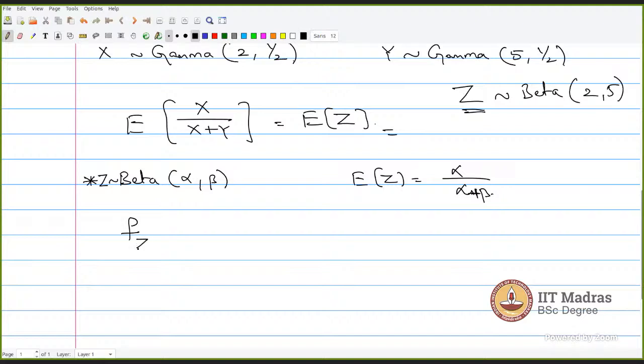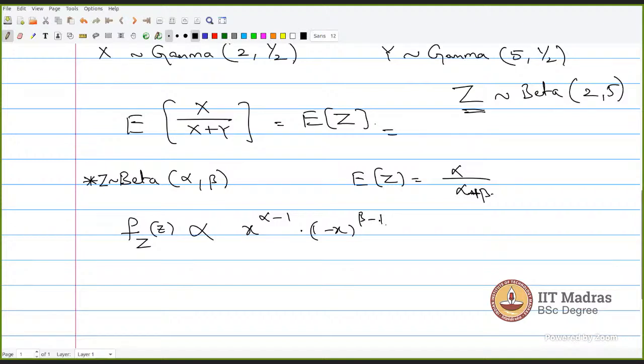Write f_Z(z) first. So what is f_Z(z)? That would be the PDF. It is proportional to x raised to the power alpha minus 1, times 1 minus x raised to the power beta minus 1, right?